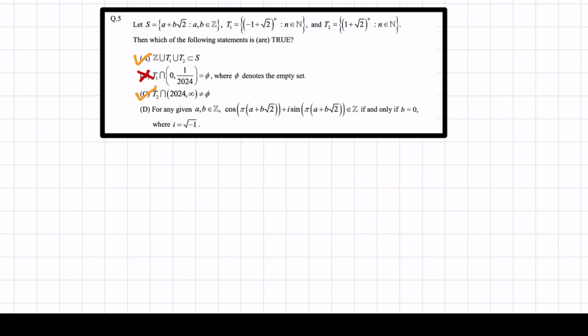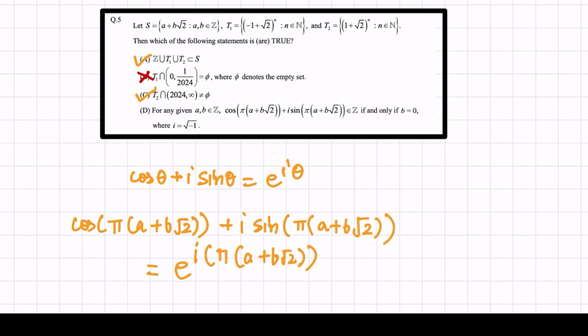Okay, so now option D is for a given a, b, which is an integer. You have this expression cos of something plus i sine of something that belongs to an integer. That is an integer only if b is equal to 0, and where i is the square root of -1. This is an imaginary number. So this should remind you of Euler's identity. Now you have this expression, and you can try to put this in an exponential form and see what we will get.